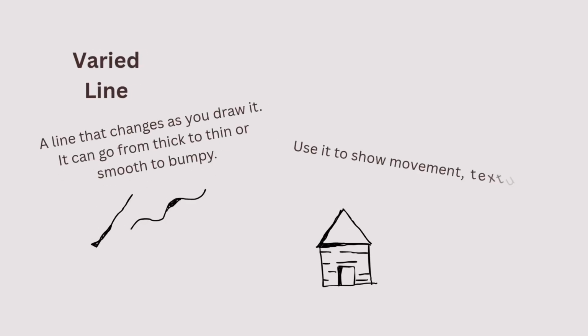Now introducing the varied line. This is a line that changes as you draw it. It can go from thick to thin or smooth to bumpy. Some pencils and pens will vary the line for you depending on how much pressure you use, but I usually like to just draw in my varied line. So I'll start with a monoline and then I'll thicken it up by drawing. You can use it to show movement, texture, light, and shadow. Here I've added it to the house on part of the roof and in the doorway just to show a little bit of shading or just make it a little bit more interesting.